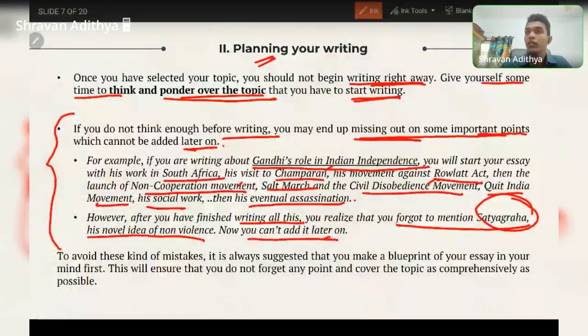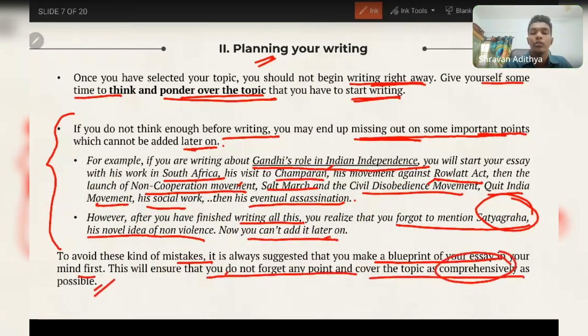So there is no use realizing that you have missed some important points after you have completed the essay. That is why I tell you to plan your essay, plan your writing. Take a few minutes. To avoid these kinds of mistakes, it is suggested that you make a blueprint of your essay in your mind first. Then ensure that you do not forget any point and cover the topic as comprehensively as possible. Do not start right away. Take some time.